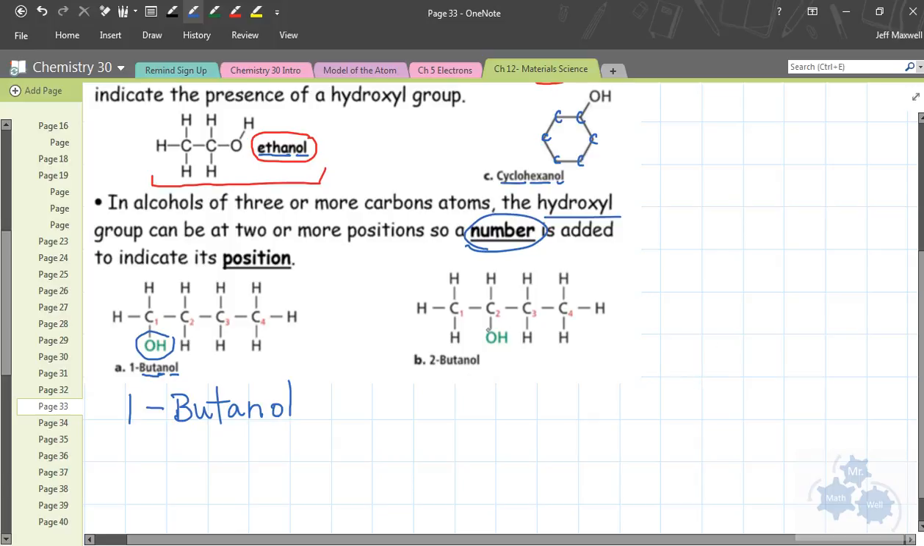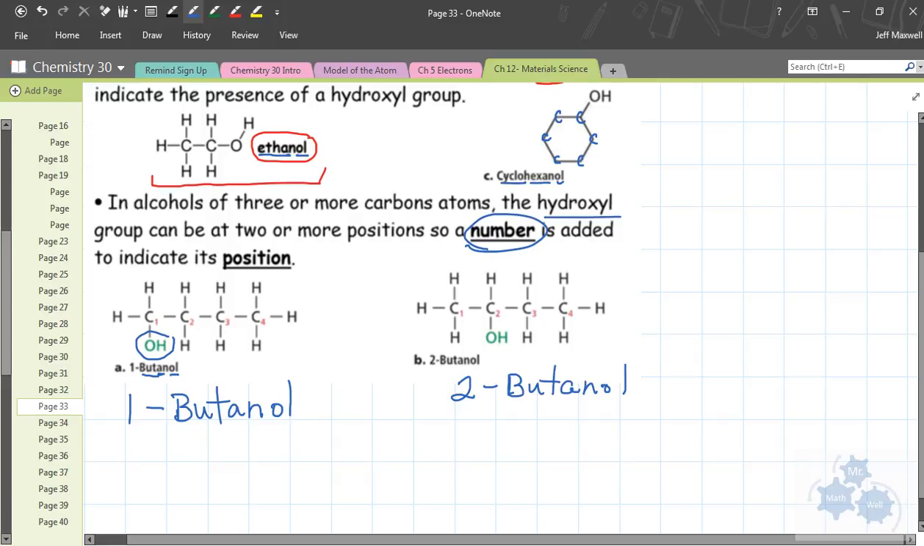Okay, another isomer here would be 2-butanol, because the OH group is on the second carbon. Whether you capitalize this B or not, it doesn't really matter to me. But anyways, and I hope you remember from previous lessons that there cannot exist a 3 or a 4-butanol.